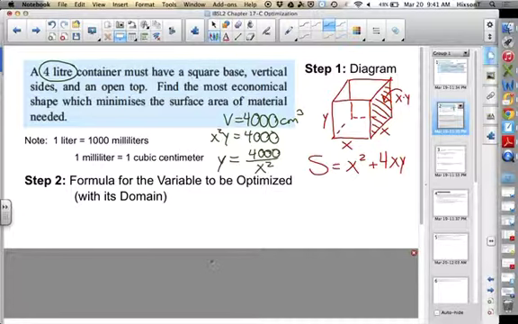Okay? So now I can actually write this function s as a function of just x. It would be x squared plus 16,000. Yeah, x squared plus, when we plug it in, one of the x's will cancel with this x. So we have 4 times 4,000 is 16,000. And that'll just be over x because one of the x's canceled.